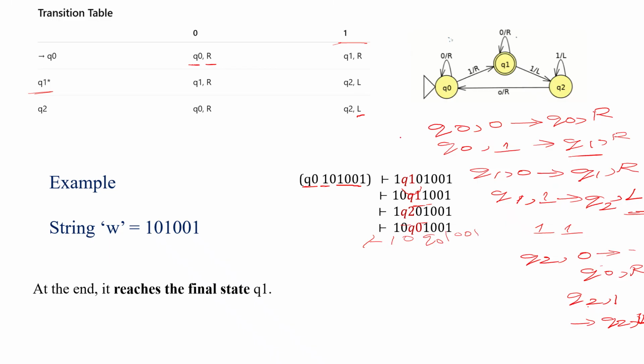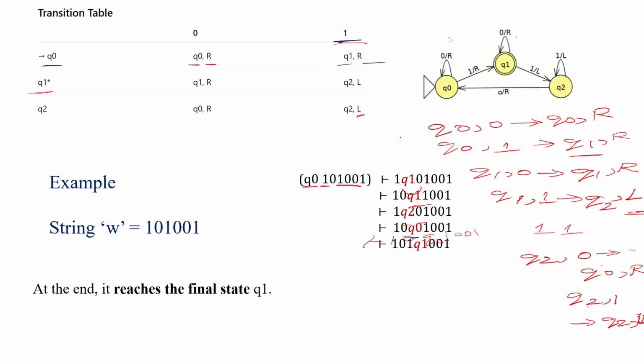Now we check with Q0 and 1. What is Q0 and 1? Q0 and 1 is Q1 with right-hand side direction. So we have to write 1 0 1 then Q1, because Q1 moves in the right-hand side direction. So this 1 will come here. This is the next step: 1 0 1 Q1 0 0 1.